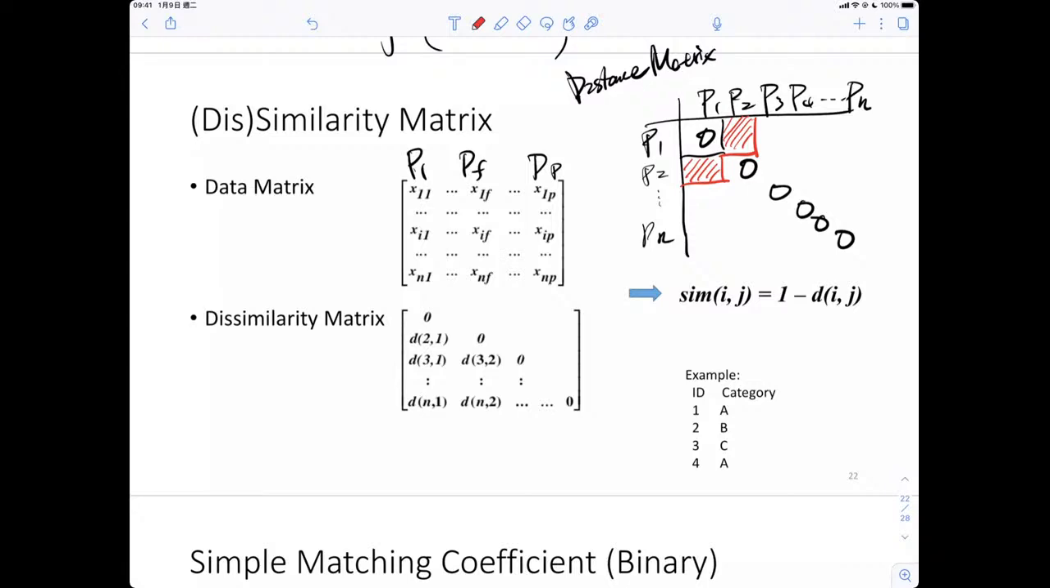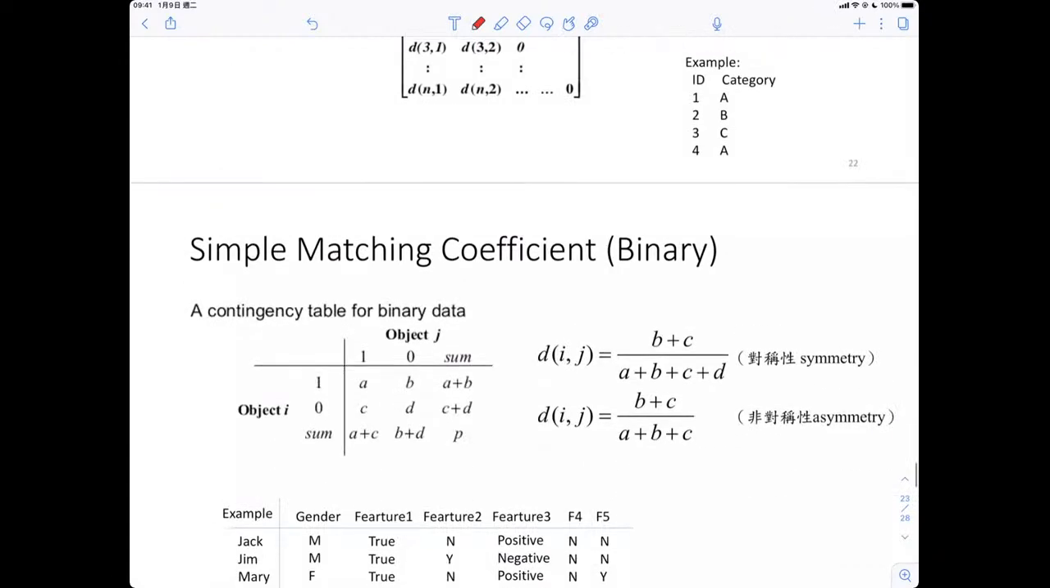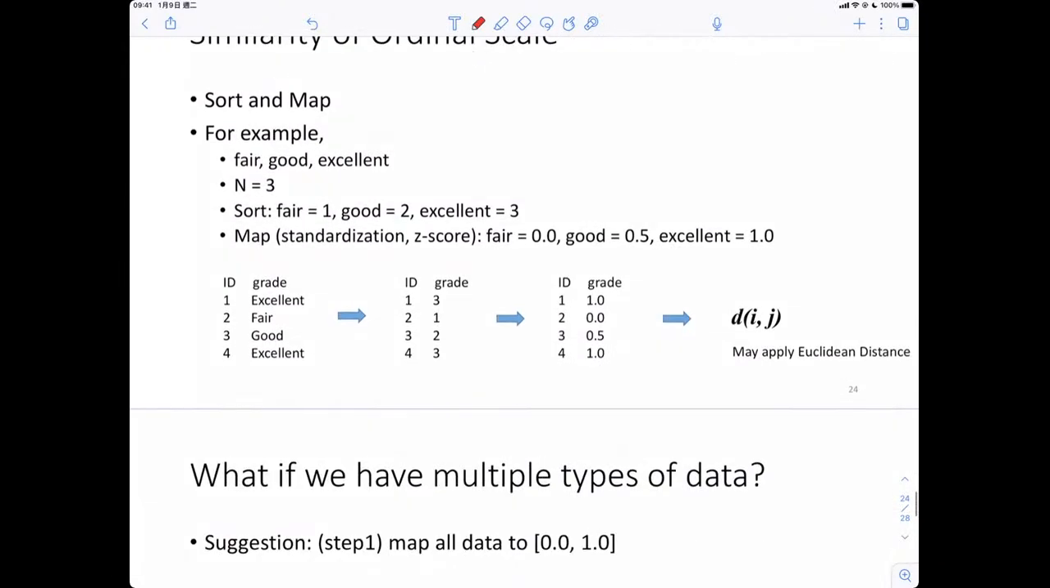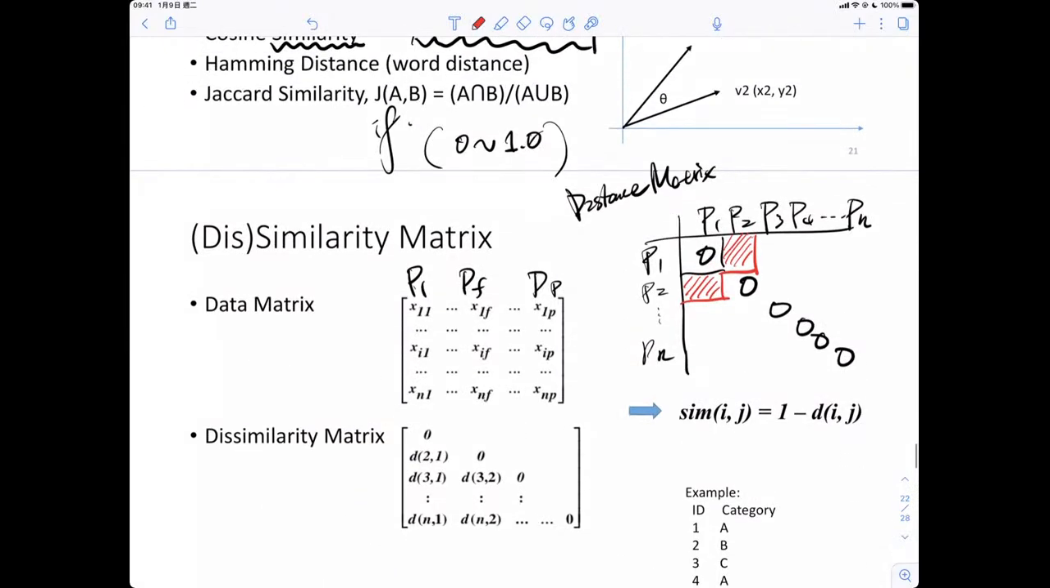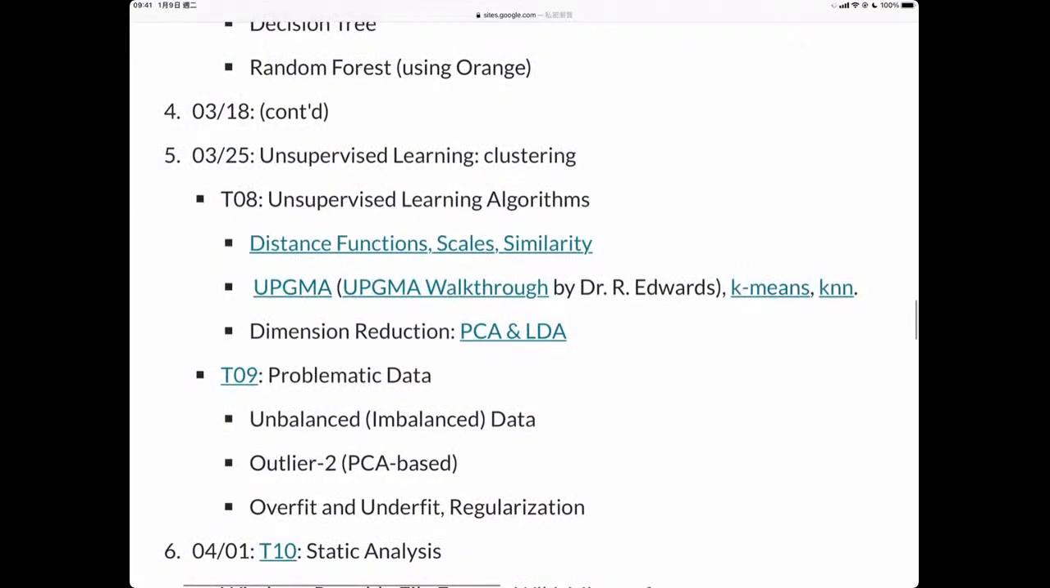好吗？当然是这个样子的。Okay, that is one of the things before we start to discuss unsupervised learning. Okay, we have to say something about distance function. Okay, the very first unsupervised learning algorithm we like to share with you is clustering, which is UPGMA.